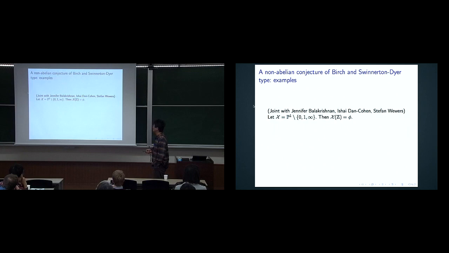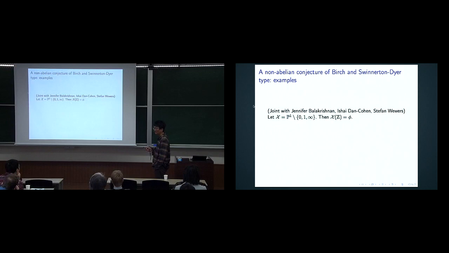Suppose you take X to be P1 minus 3 points. This is sort of the first hyperbolic curve people have done a lot about concerning the fundamental group. In this case, of course, the set of global integral points is just empty. So this isn't a case where we're actually interested in computing integral points, but at least as a test case for the conjecture, it's interesting to look at.